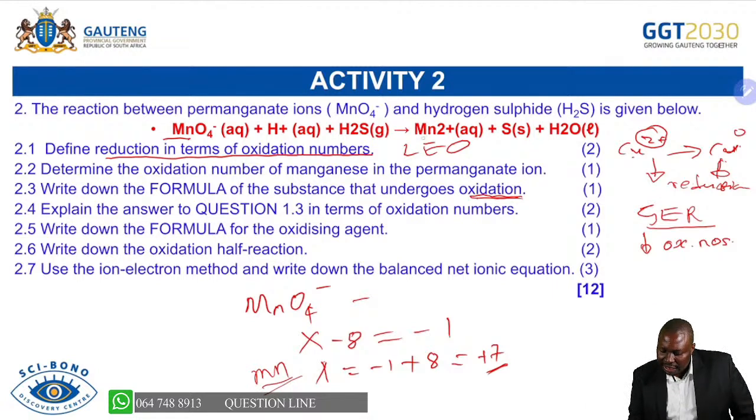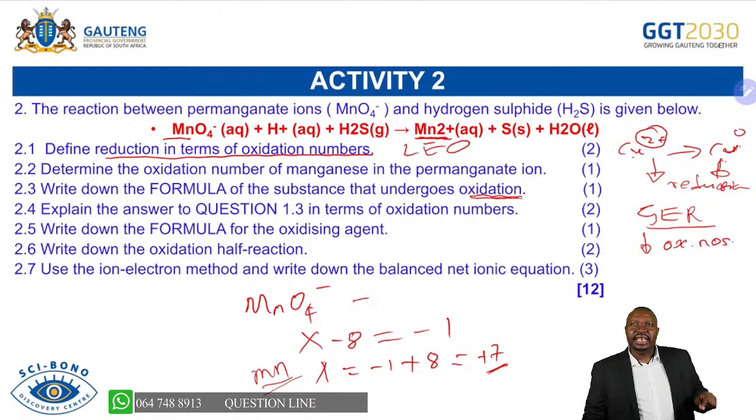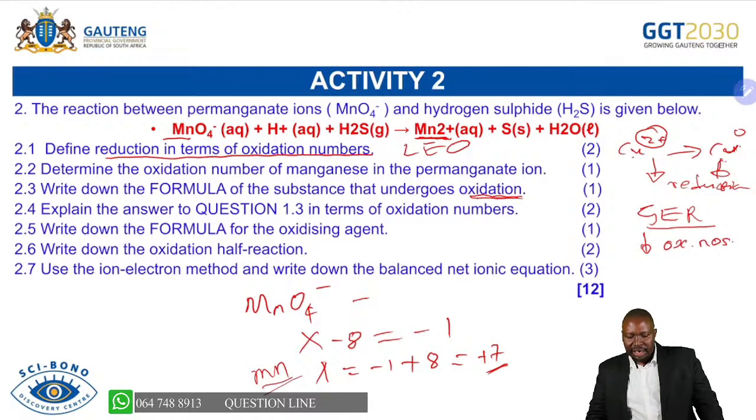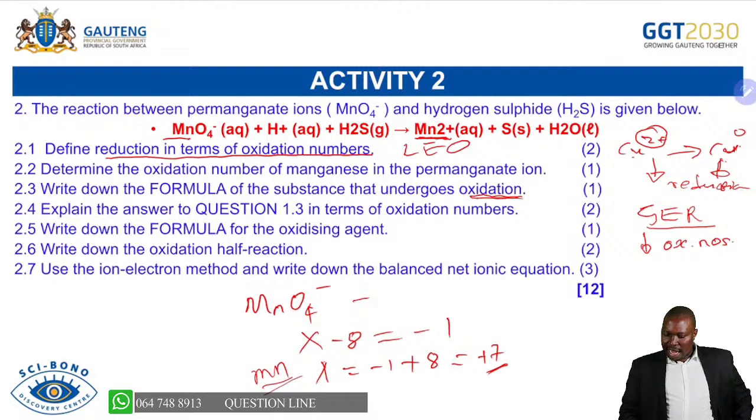So you can see on this side, manganese is now +2. That must be gaining of electrons. Remember, when you gain electrons, there will be reduction in terms of the oxidation number. So you are able now to see that Mn's oxidation number is doing the reverse of that.